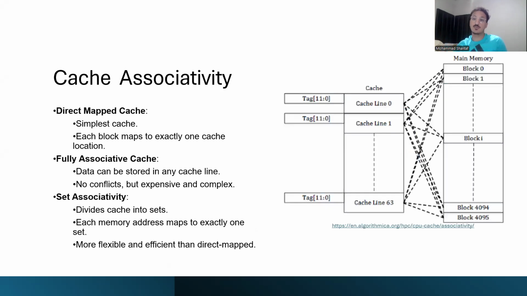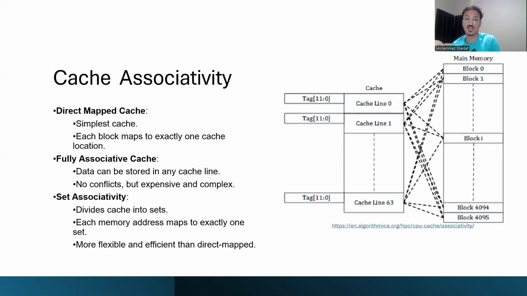Next, we'll be talking about cache associativity. There's a direct mapped cache, a fully associative cache, and also set associativity. Over here on the right, we have an example showing the associativity in caches. There are multiple lines showing how they go from one block to another and how they can interfere with one another going into multiple blocks. A direct mapped cache is the simplest cache out there. Each block maps to exactly one cache location.